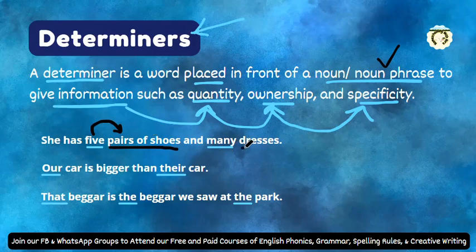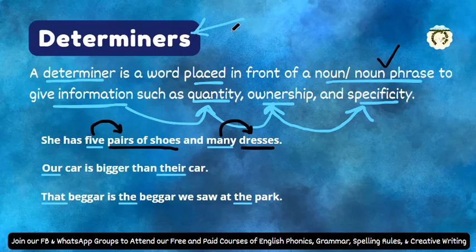Many dresses. Dresses is a noun. Many is giving us the information about dresses. How many dresses? Many dresses. So again, this is the quantity of something. So how are these words considered as adjectives? Because they give us information about nouns. And why do we call them determiners?